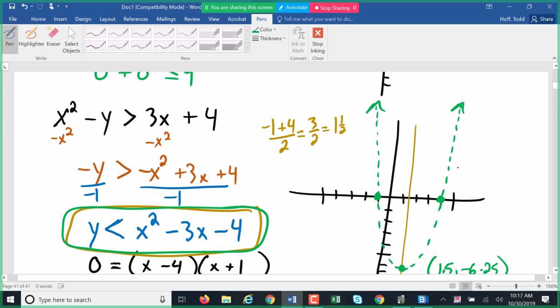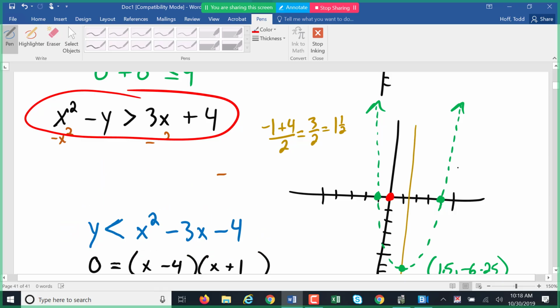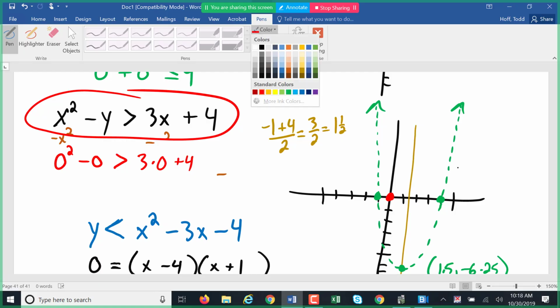So once again, either we color in inside the parabola or outside the parabola. The origin here, 0, 0, is clearly inside the parabola. So let's put that in and see what we get. We put that into the original equation here. 0 squared minus 0 equals 3 times 0 plus 4.